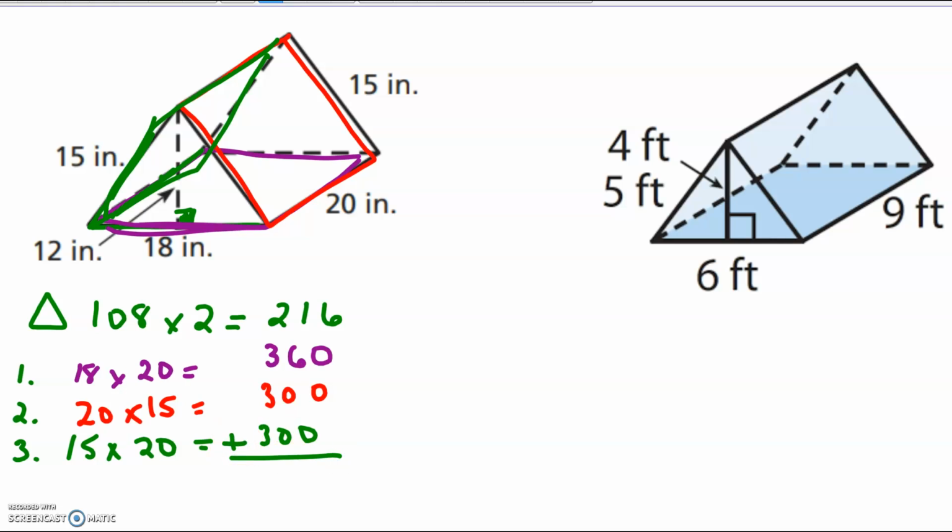Add them all up. If we did it properly, we get 1,176 square feet. Square inches.